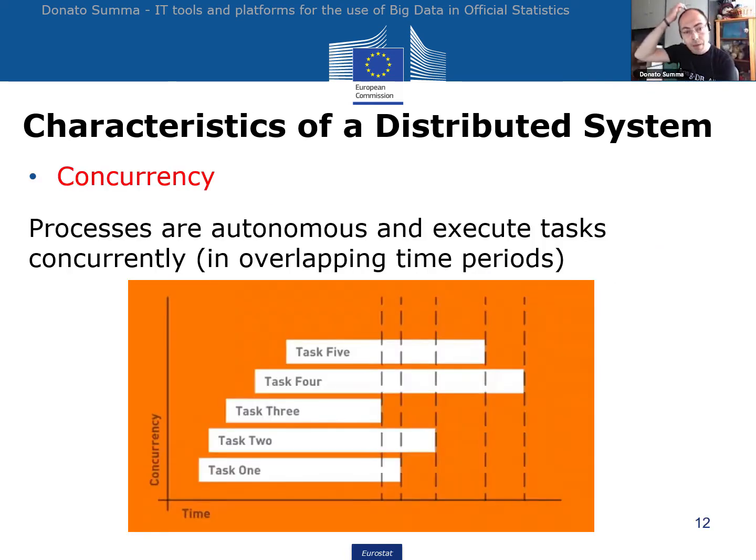That's why we are talking about no shared memory. The third characteristic that I want to point out is concurrency. Concurrency means that processes, programs, let's say, are autonomous and execute tasks concurrently. Concurrently just means in overlapping time periods. So, for example, in this slide, we can see that we have 5 tasks and they are executed at the same time. So we have overlapping time periods of execution.